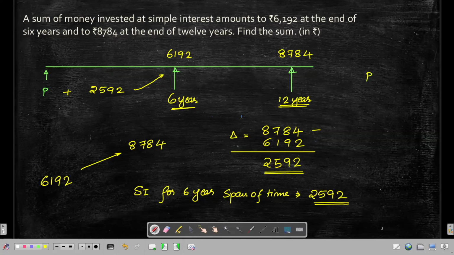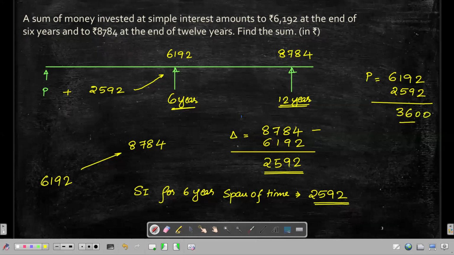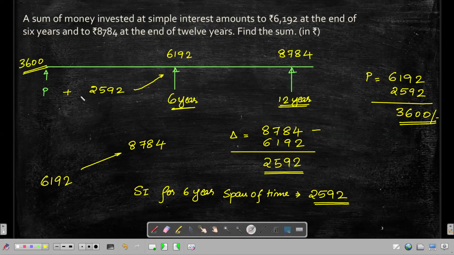Then what is the principal amount? The principal amount will be 6192 minus 2592. And how much does this come to? When I do the calculation, 6192 minus 2592 comes to 3600. Okay, so it starts with 3600. Observe this. In 6 years, the cumulative simple interest is 2592. So 3600 plus 2592 gives you 6192.